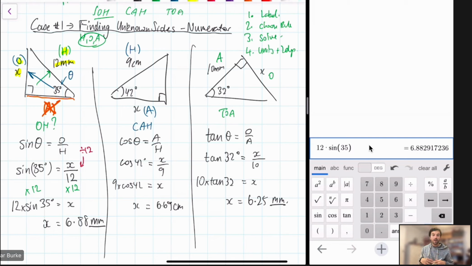Now, I hope that you've got on top of case 1, finding unknown sides when it's a numerator. Okay, now we're going to stop it here. In the next video, we're going to be looking at cases 2 and 3, finding unknown sides for a denominator and finding unknown angles. Thanks.